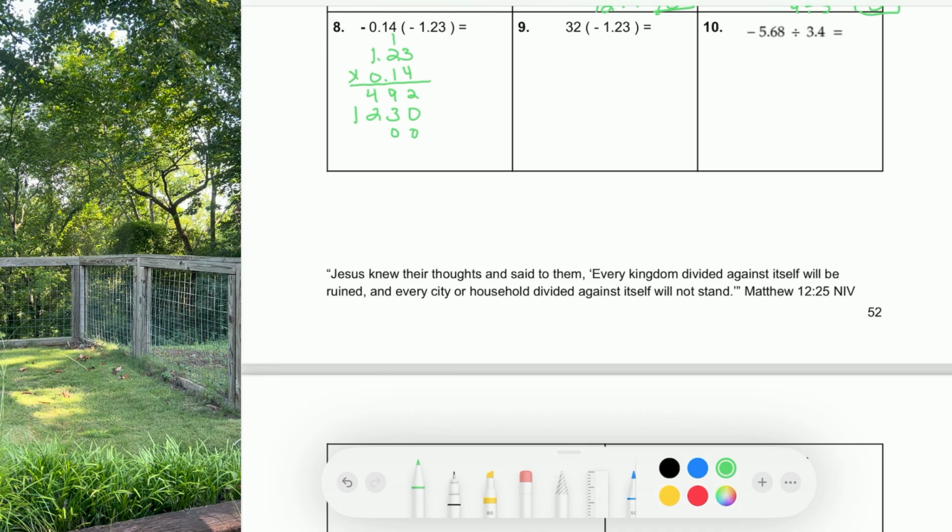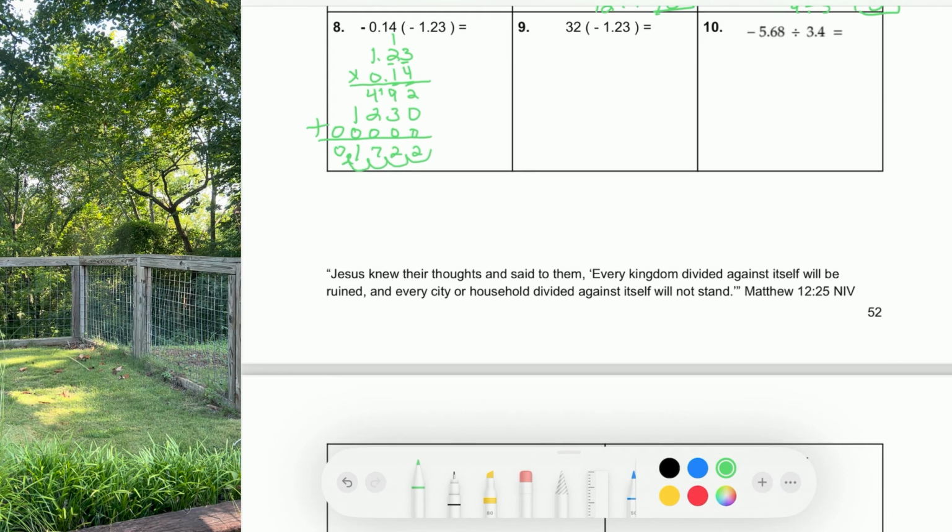0 times 3 is 0. 0 times 2 is 0. And 0 times 1 is 0. Add my columns. I get 2. 9 plus 3 is 12. Carry the 1. 4 plus 1 is 5. Plus 2 is 7. And bring down the 1. And then also the 0. Count my places for the decimal. I have 4. So I'm going to go 1, 2, 3, 4. And my decimal goes there.